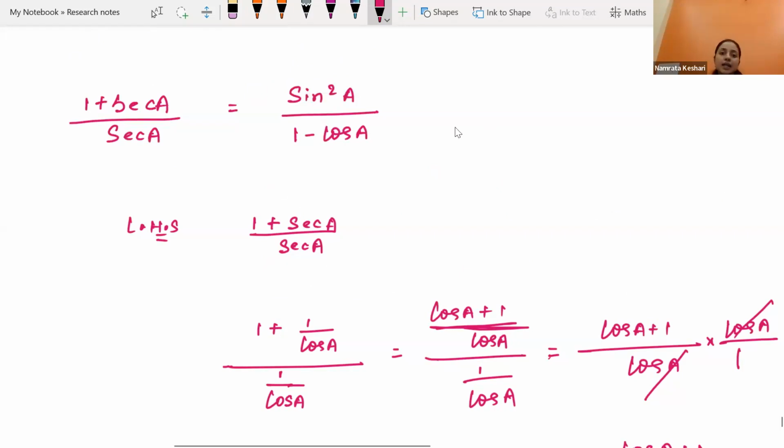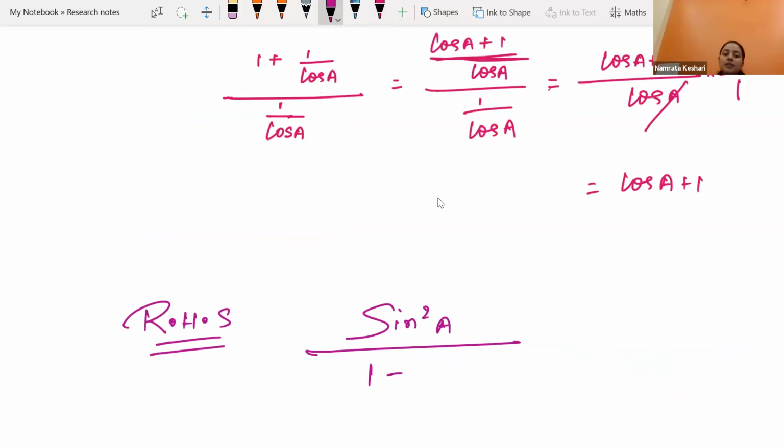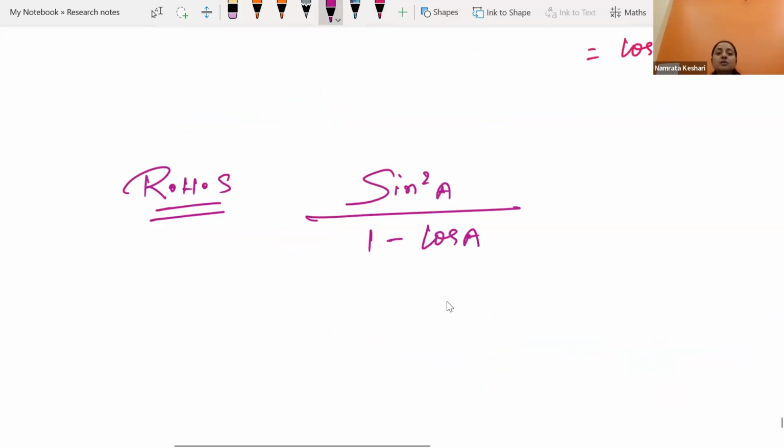Now we will take the right hand side, that is sine square A by 1 minus cos A. Now the numerator part looks like, yes, we can use the identity. Only three formulas we have. Sin square theta plus cos square theta is equals to 1. Sec square theta minus tan square theta is equals to 1. Cosec square theta minus cot square theta is equals to 1. So the first formula we can use over here for the numerator part.